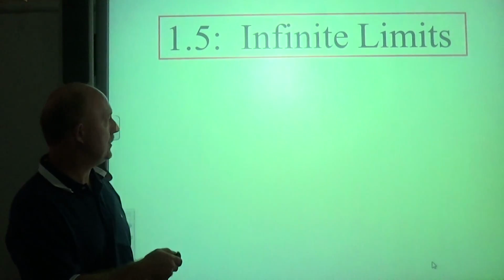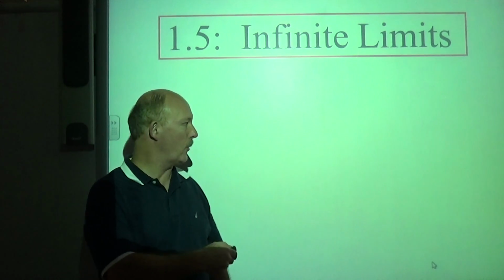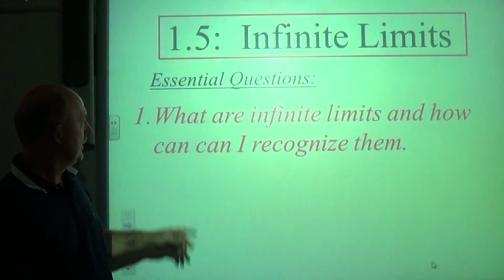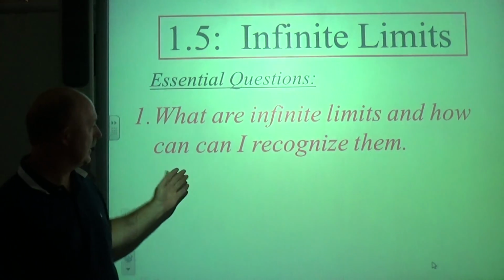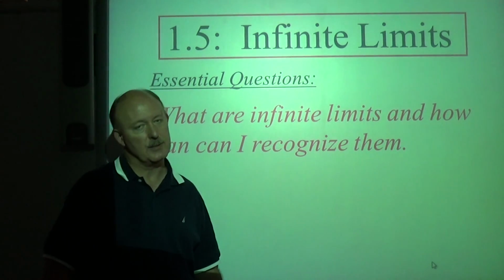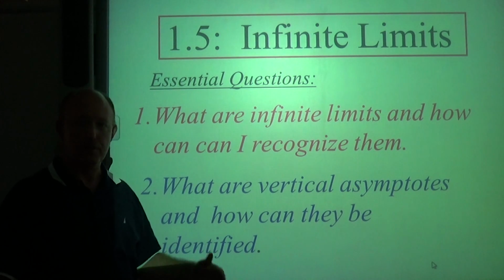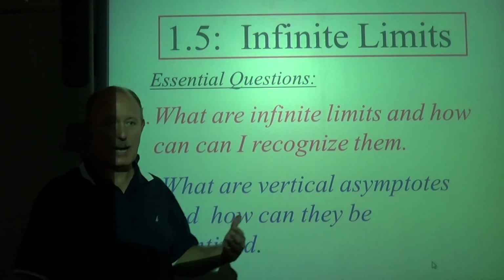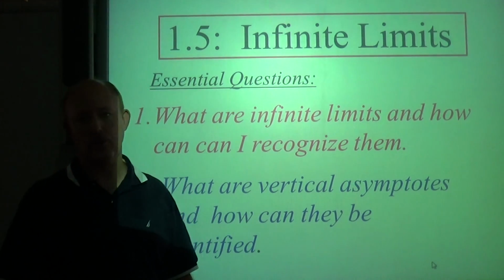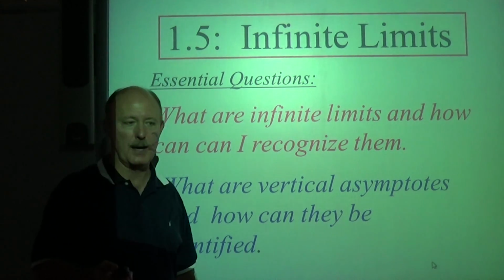Now a couple of essential questions. Let's take a look at our two essential questions. Our first one: what are infinite limits, and how can I recognize them? So what is an infinite limit? How do we recognize it? Also, what are vertical asymptotes, and how can they be identified? So what are vertical asymptotes? How can we identify those?